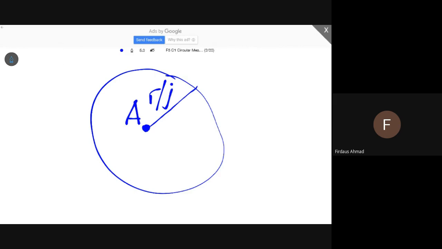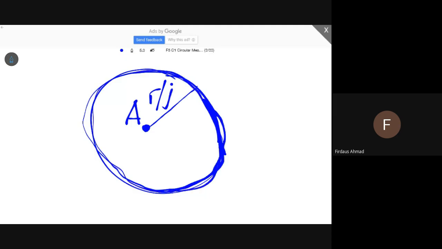Okay, kalau saya lukis kat sini, apa yang ni guys? What do we call this part on the circle? The whole thing over here. What is this called? Circumference, yes, correct. Not sector, Andy. This one, this whole thing, ukur lilit, like perimeter. This is called circumference, okay?